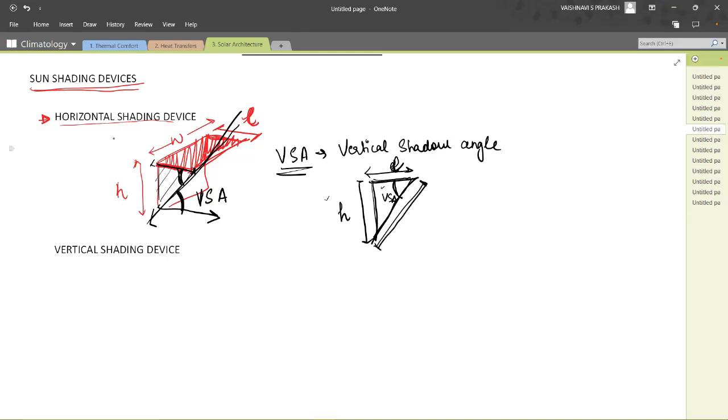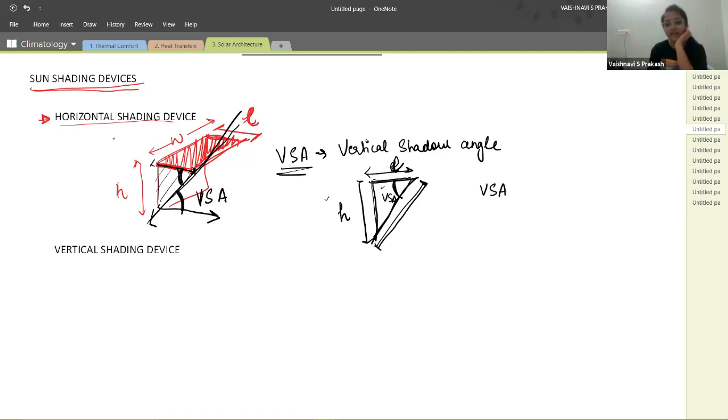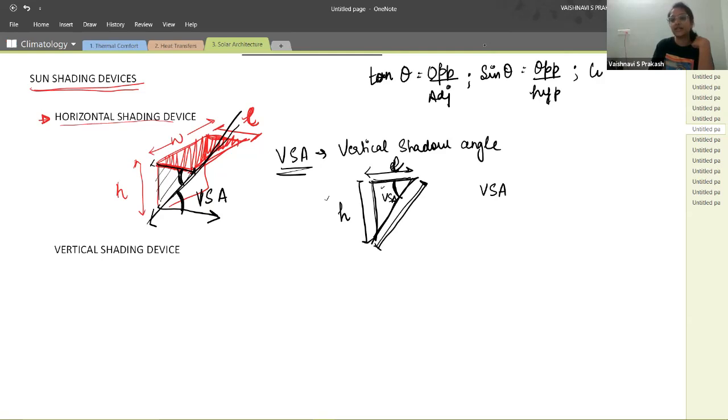I have an angle here, the VSA angle. We use tan theta, trigonometry. So what is tan theta? It's the opposite by adjacent. Again, just to recap, we'll be using this in your other subjects as well. Tan theta is opposite by adjacent. Sin theta is opposite by the hypotenuse. Cos theta is adjacent by hypotenuse. Just make a note of this formula.